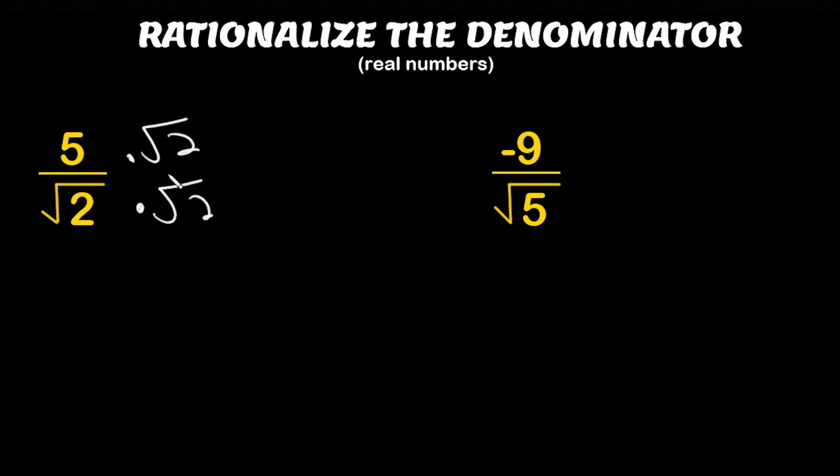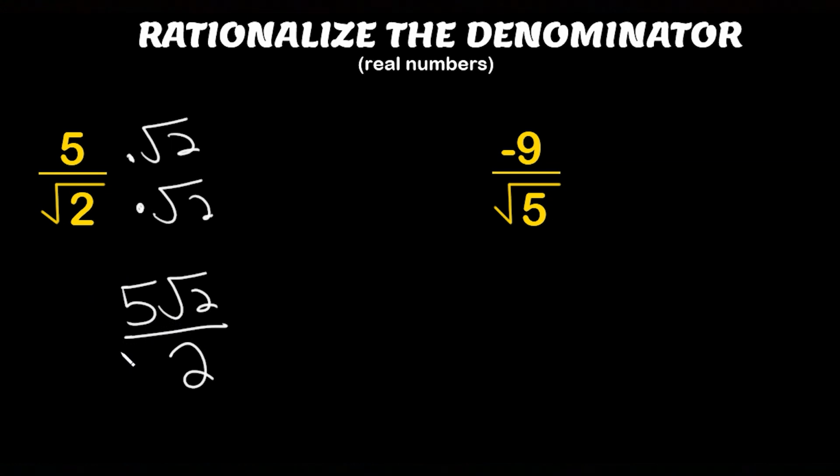And then just going from top to bottom, I know that 5 times the square root of 2 is going to be 5 square root of 2, all over, well, the square root of 2 times the square root of 2 is going to be 2. So I'm going to put 2. I'm done. I just went ahead and rationalized the denominator.